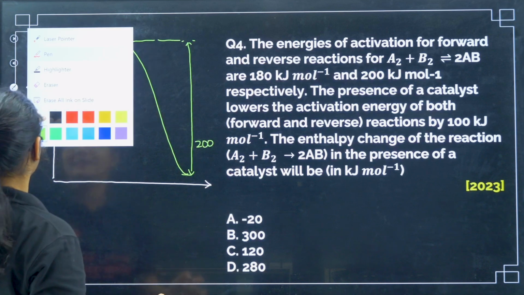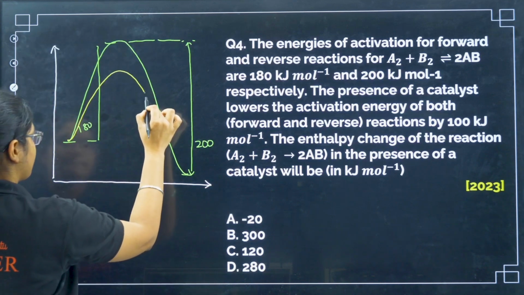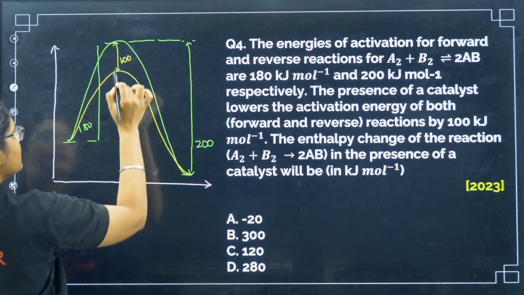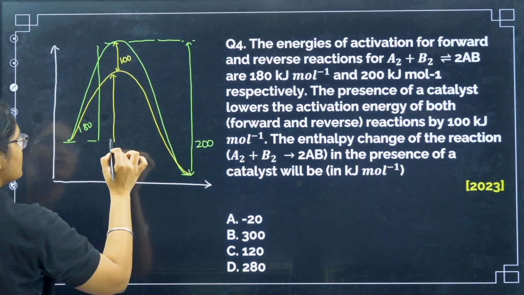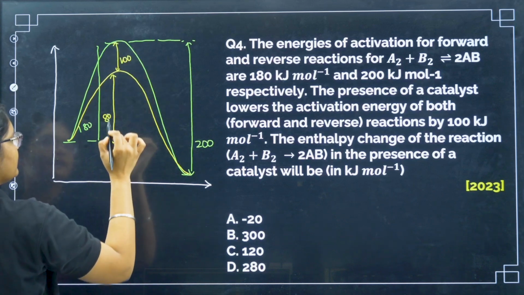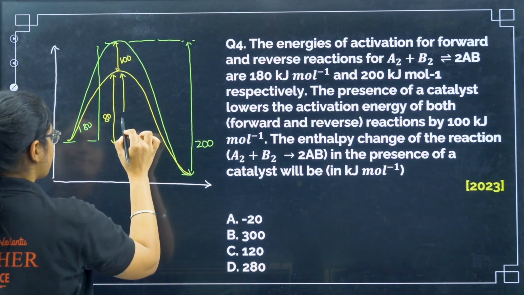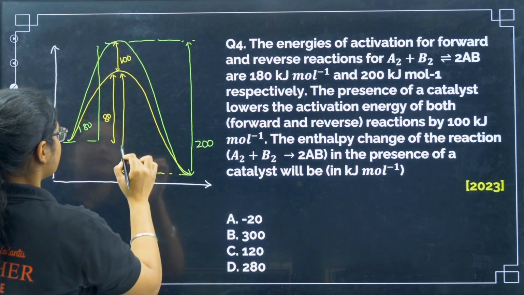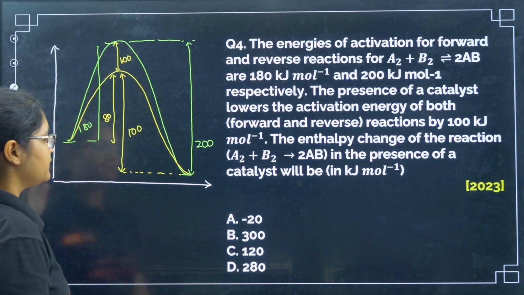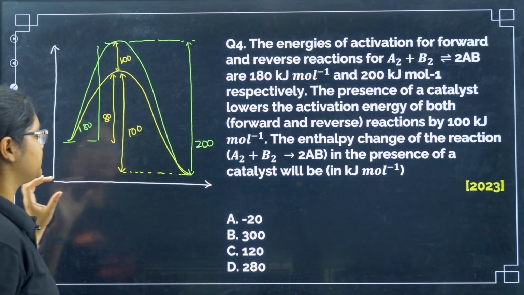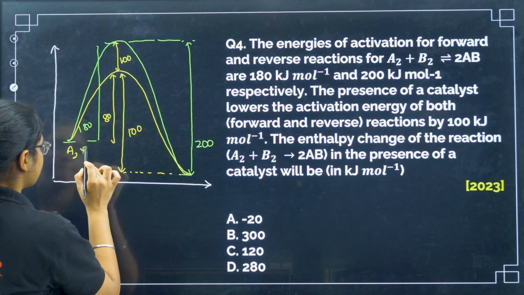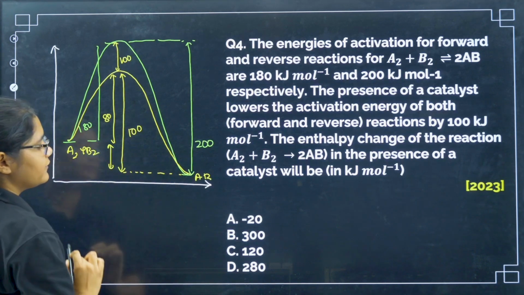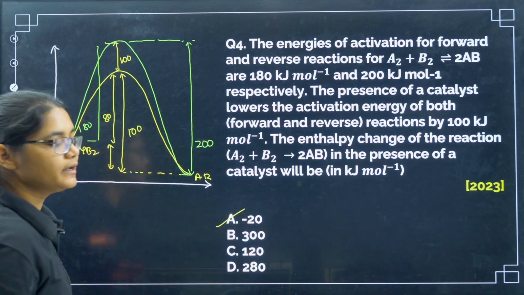Now when I'm using a catalyst, let me use a catalyst. Okay, with catalyst what will happen? Both of them will decrease by 100. So now what is this value? 180 minus 100, so this is 80, and this value 200 minus 100, that will be 100. Okay, so what will be the energy difference between the reactants and the products, right? So what is this energy gap? 80 minus 100, that is minus 20. So option number A here.